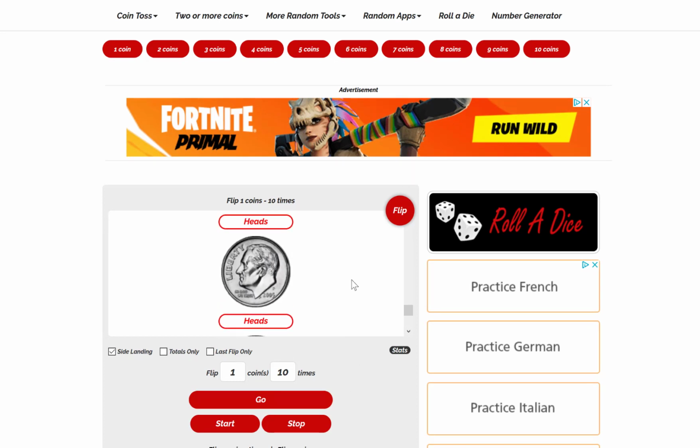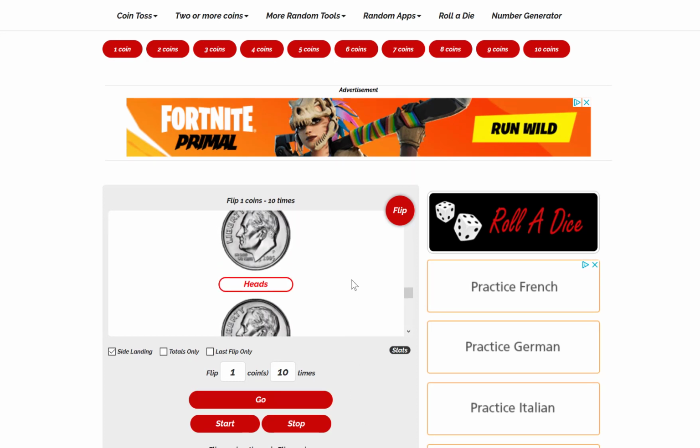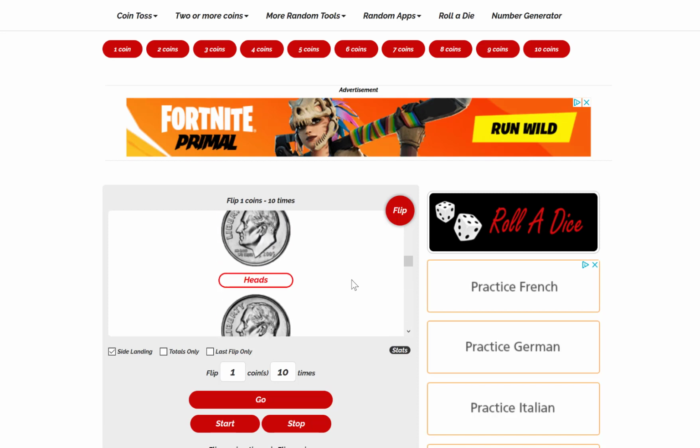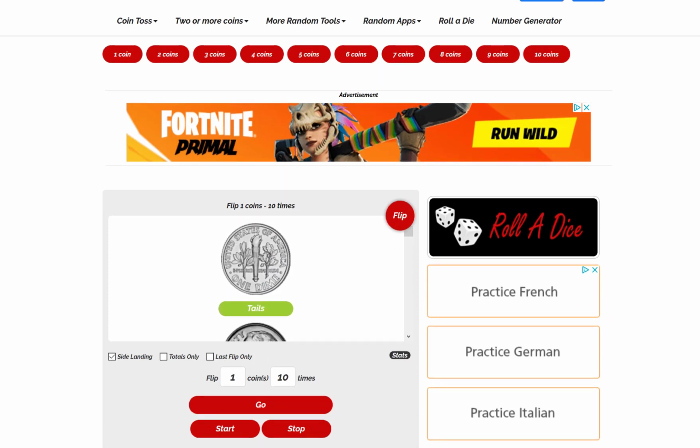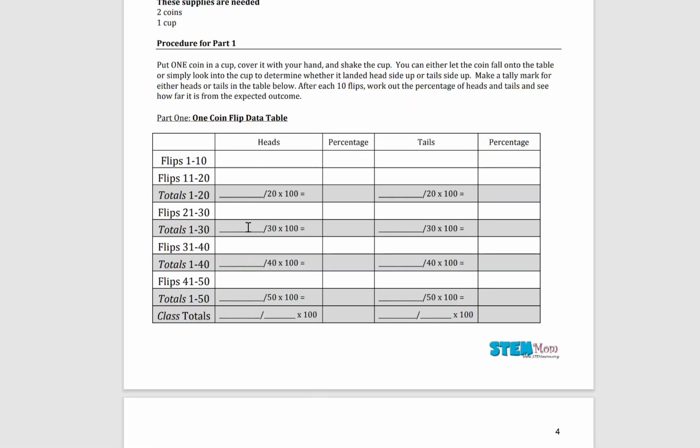So in this case, we have 1, 2, 3, 4, 5, 6. So then you would go to your table for 11 through 20, write 6 heads. So that means there were 4 tails. So that's 60%, 40%. Now right here where it says totals, if the first one was 8 and the second one was 6, that's going to be, because remember that 10 and 10, that's 20, so that's why they have 20 right there.